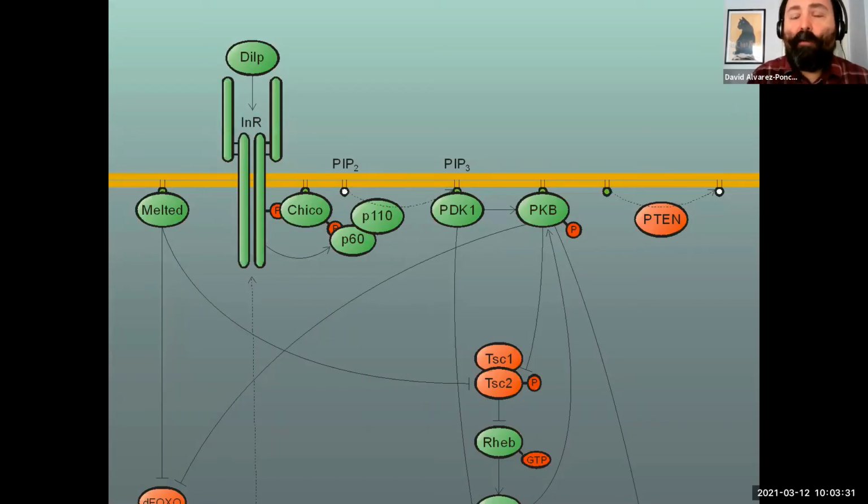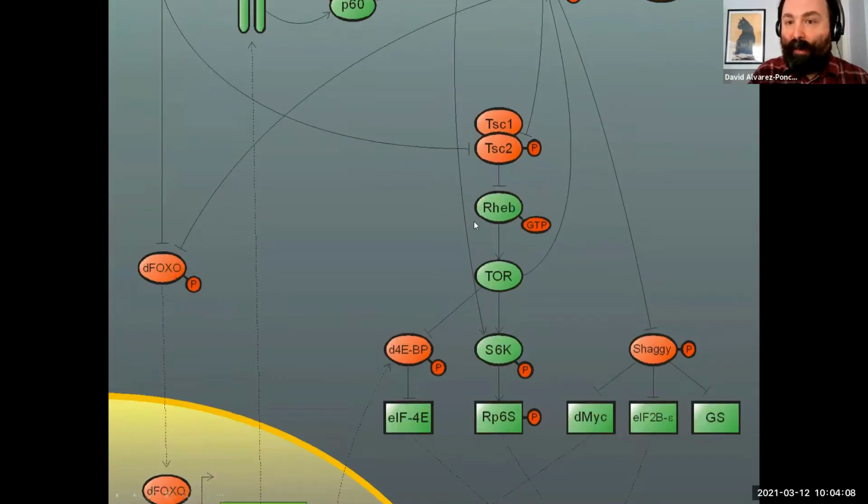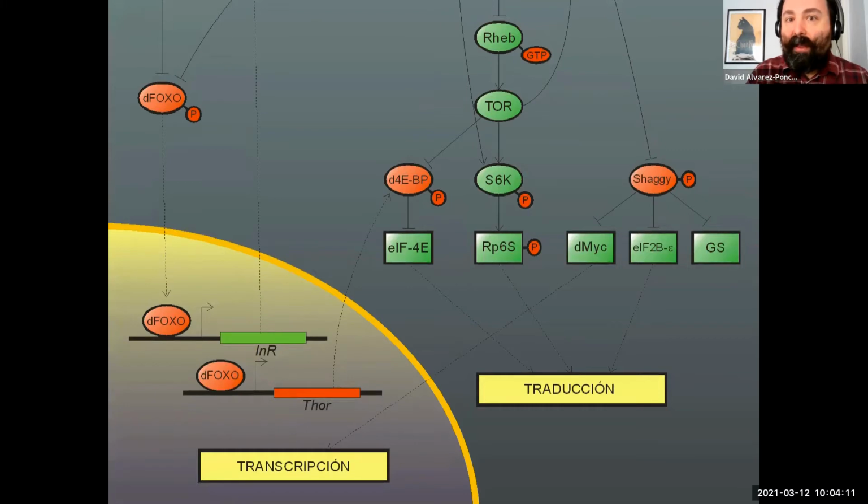So first of all, what do I mean by a network? Here, this is the insulin pathway in Drosophila. This is the insulin receptor. These are the Drosophila insulin-like peptides. And you see how all of these proteins interact with each other, right? So the insulins activate the insulin receptor. The insulin receptor, once activated, recruits another protein that then recruits another complex of proteins and so on. And there's a cascade of events. So this is what I mean by a network. In this case, a signal transduction network.